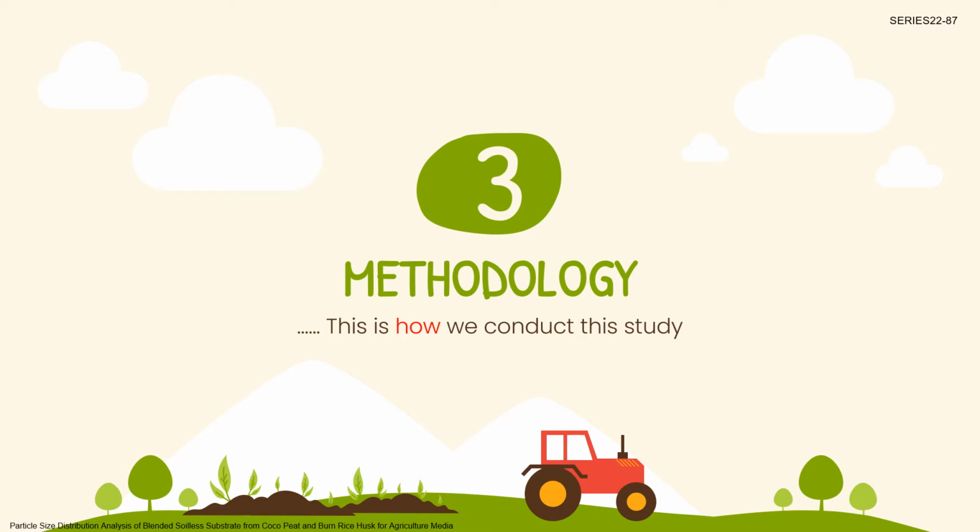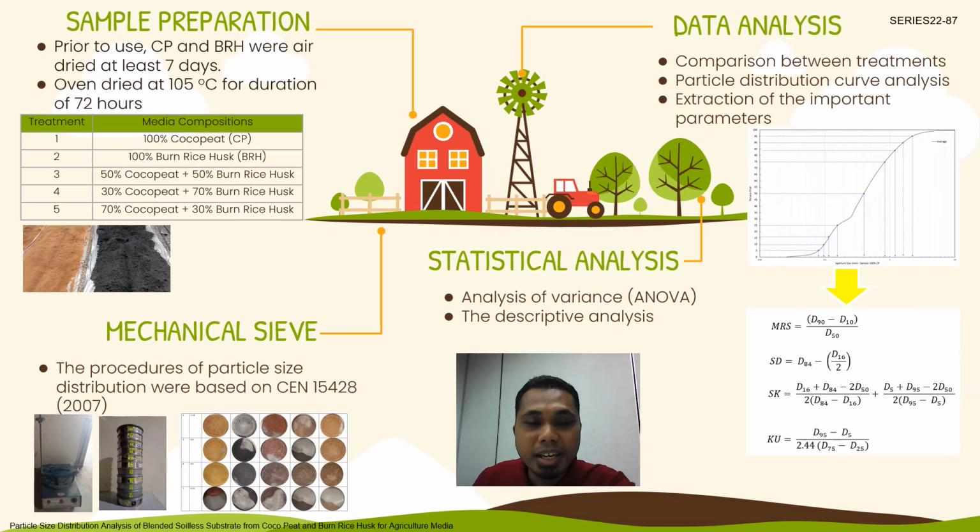Section 3, methodology. Initially, we prepare the sample by air drying for at least 7 days, followed by oven drying at 105 degrees C for 72 hours. We divided the sample into 5 treatments: 100% coco peat, 100% burnt rice husk, and its combinations.